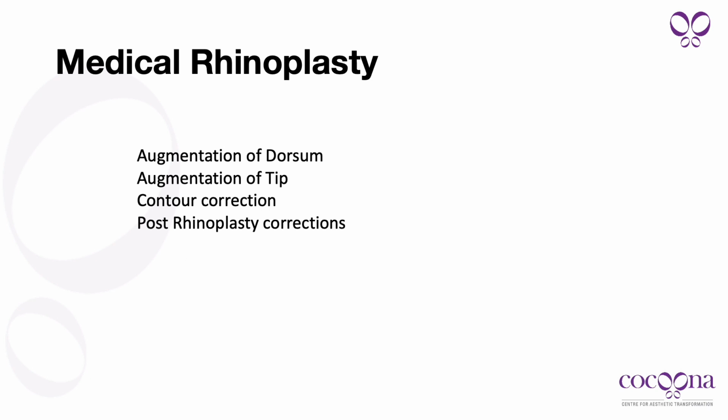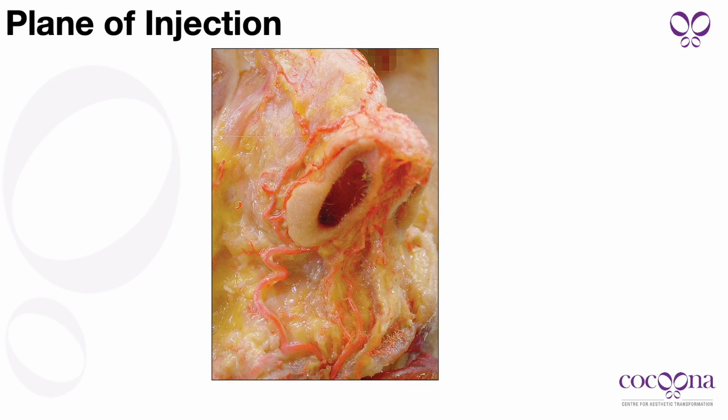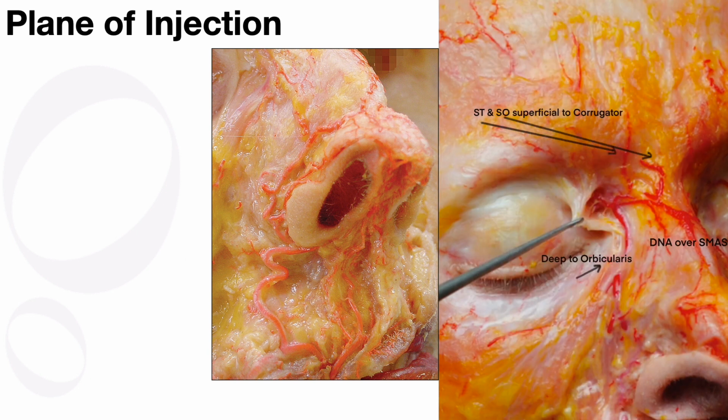So another indication for filler is in the nose. It is now being called medical rhinoplasty, but I would use fillers only specifically to correct or augment the dorsum, to some extent augment the tip for contour correction, and particularly post-rhinoplasty correction. So to understand the plane of injection in the nose, you need to understand the vascular supply of the nose and the level of the blood vessels.